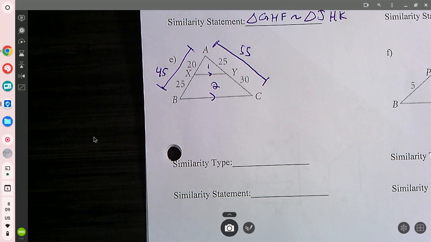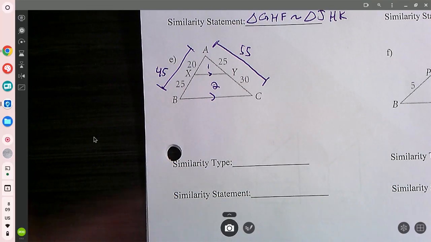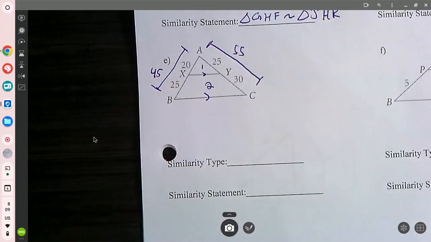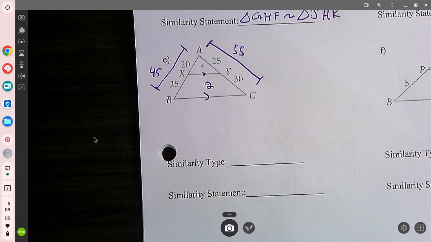Okay, so if we want to use side, angle, side, we have our two sides on the outside here. We're missing our angle. Which angle would that be?